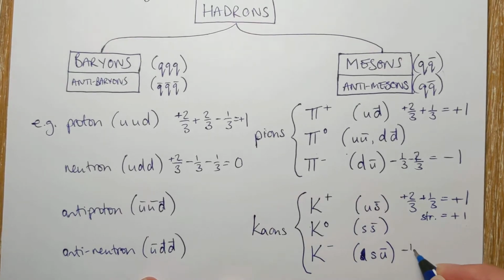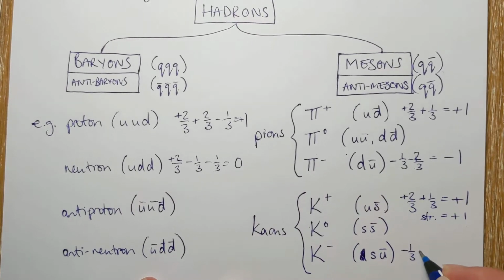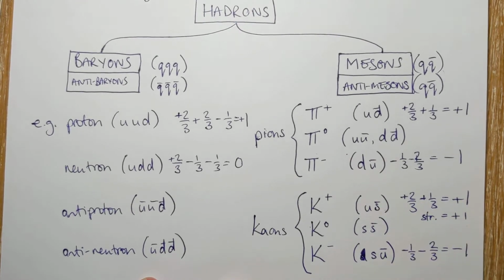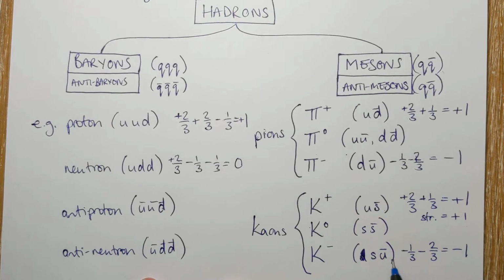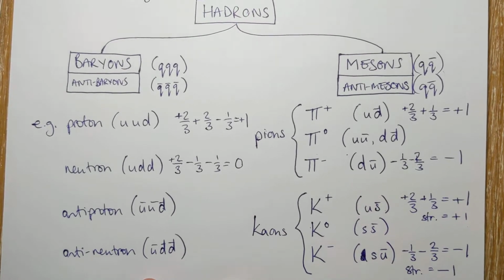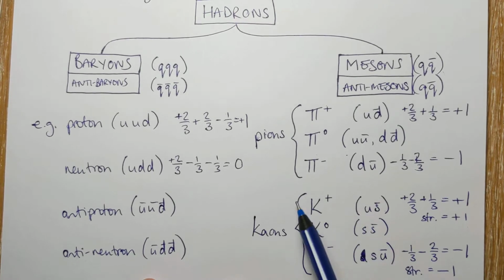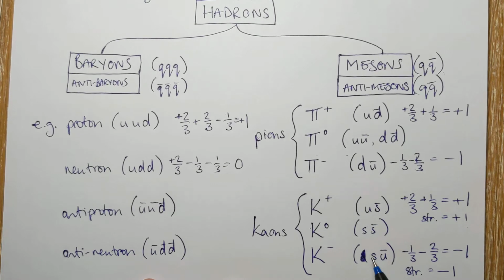And then the K-, we've got an S, so that's minus a third charge, and then an anti-up, so minus 2/3, so that's minus 1 charge for this one. But we've got a strange quark now, not an anti-strange, so that means the strangeness of this particle is minus 1. And so you can see that this particle is the antiparticle of that one. We've got an anti-up instead of an up, a strange instead of an anti-strange, and then that gives us the opposite charge and the opposite strangeness.